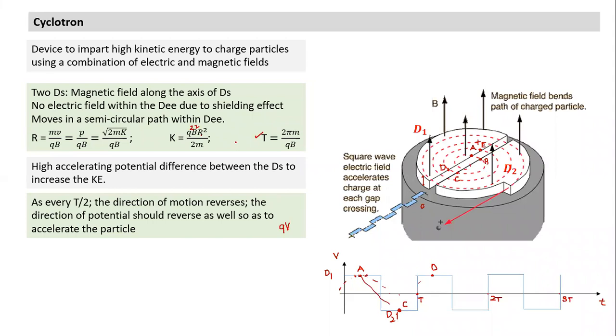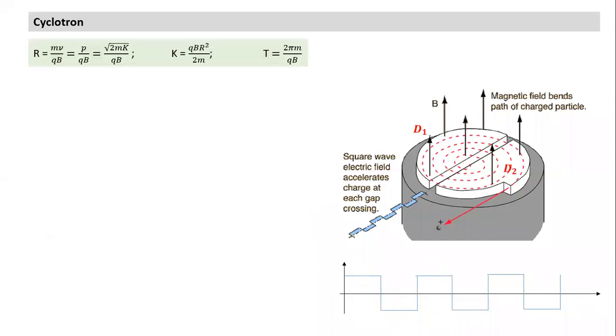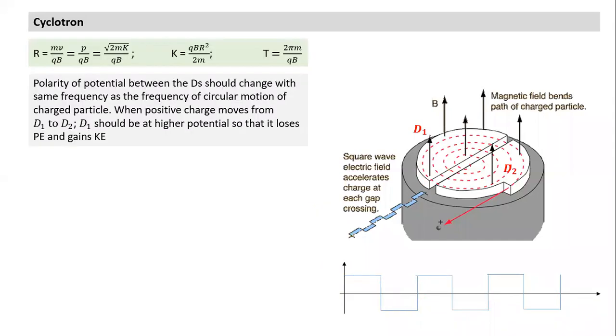In terms of formulas, there is absolutely nothing new. It's the same thing we have. The radius is the same, the time period and frequency are the same, and the energy gained is qV per cycle. So the voltage between the Ds should change.